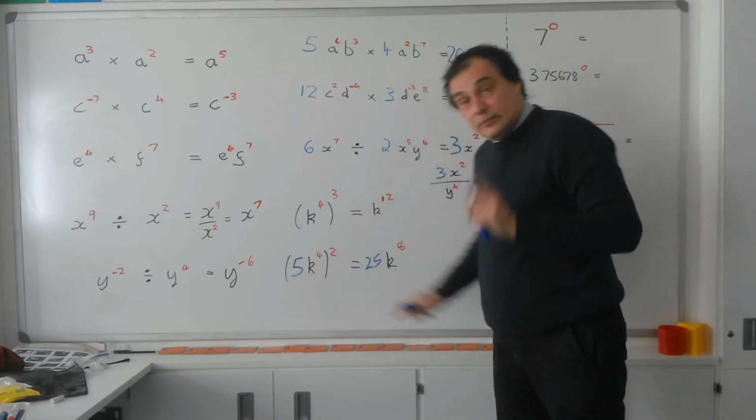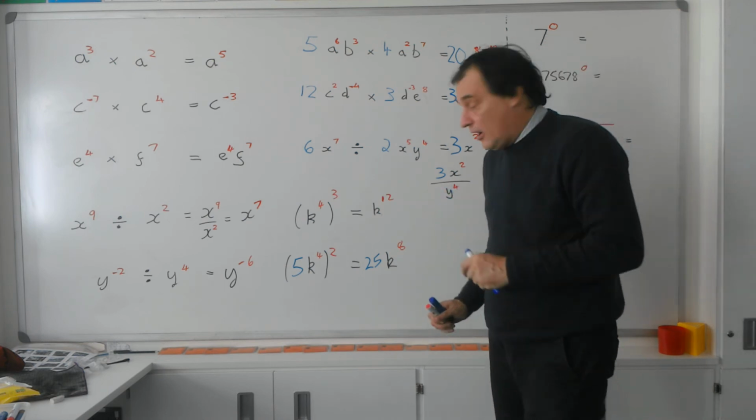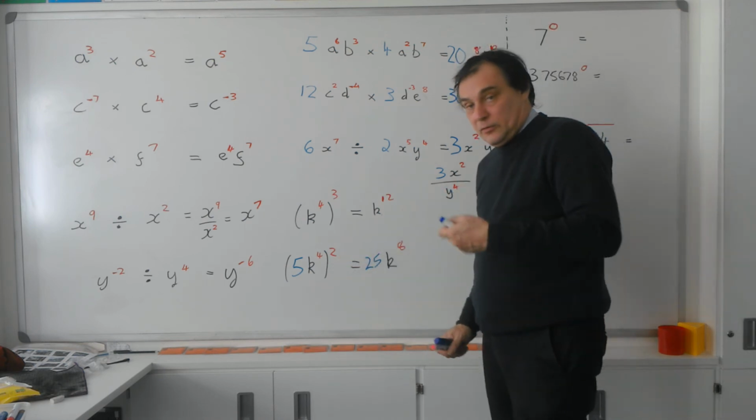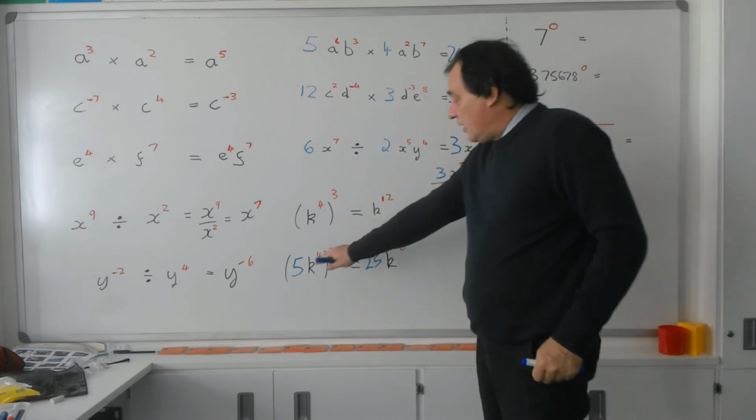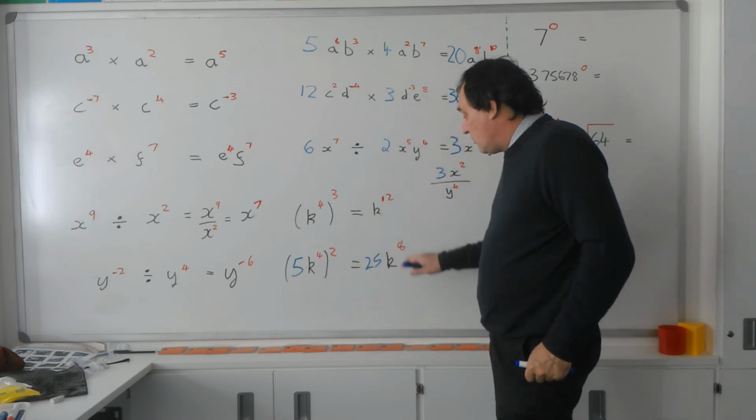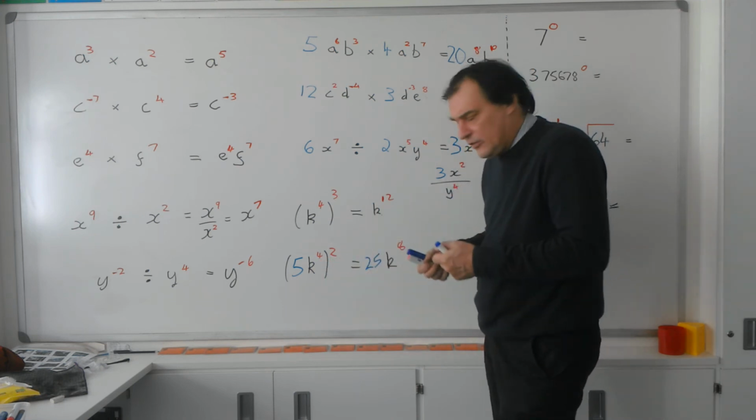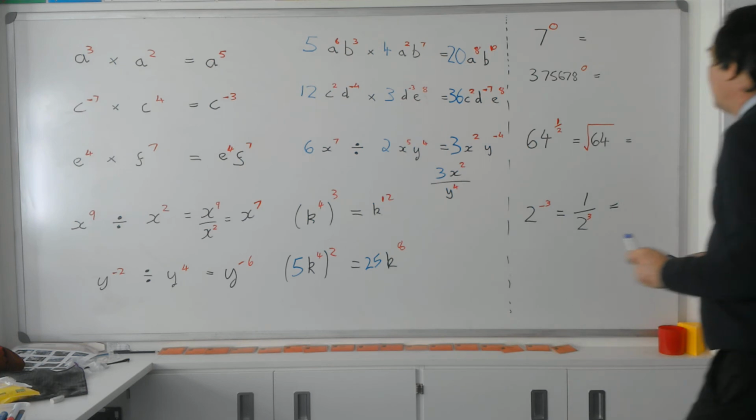So you'd raise the big 5 in front to the 2, that becomes 5 squared, but the power you would multiply. So those are the differences there. So study that one carefully.